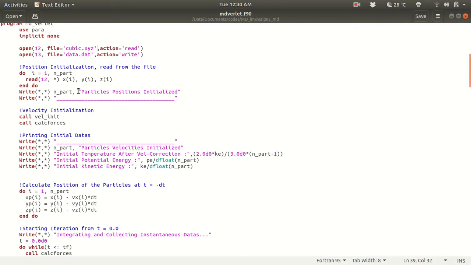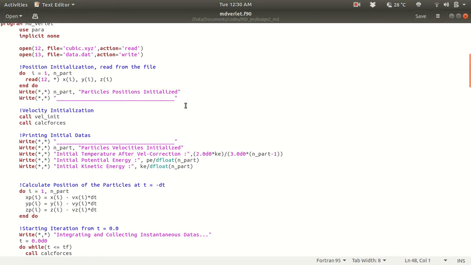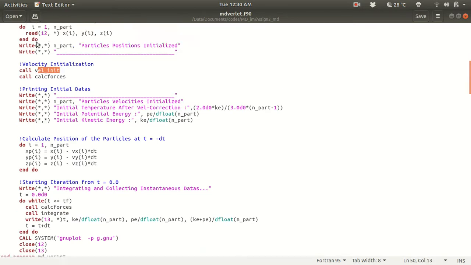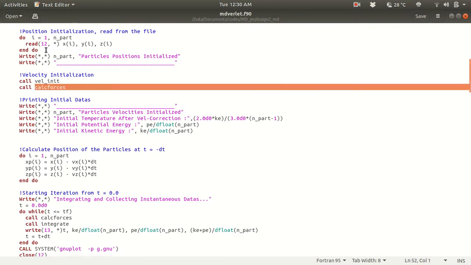So now I am just using, for the user, the particle position initialization, and then I am calling the velocity initialization subroutine. So after position, this is the position initialization, and then I have to initialize the velocity, and then I have to calculate the force with this initial condition.